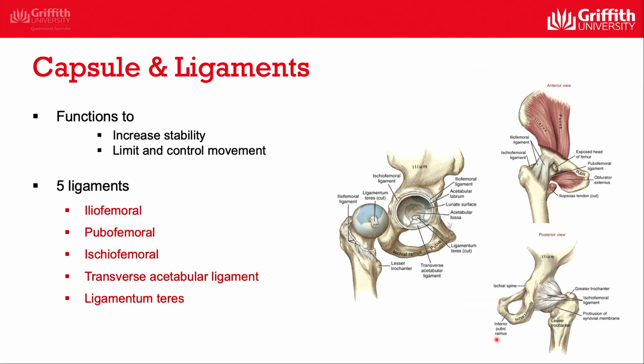The ligaments and the capsule also provide stability at the hip joint, and it also serves to limit and control the amount of movement at the hip joint. The stability and limit in movement comes from the first three ligaments: iliofemoral, pubofemoral, and ischiofemoral. And our transverse acetabular and ligamentum teres provide other support or other functions within the hip joint.